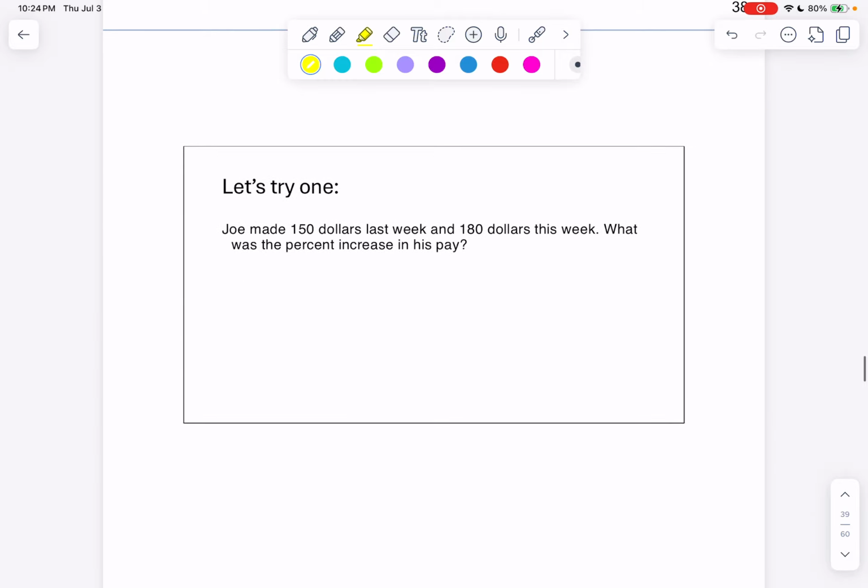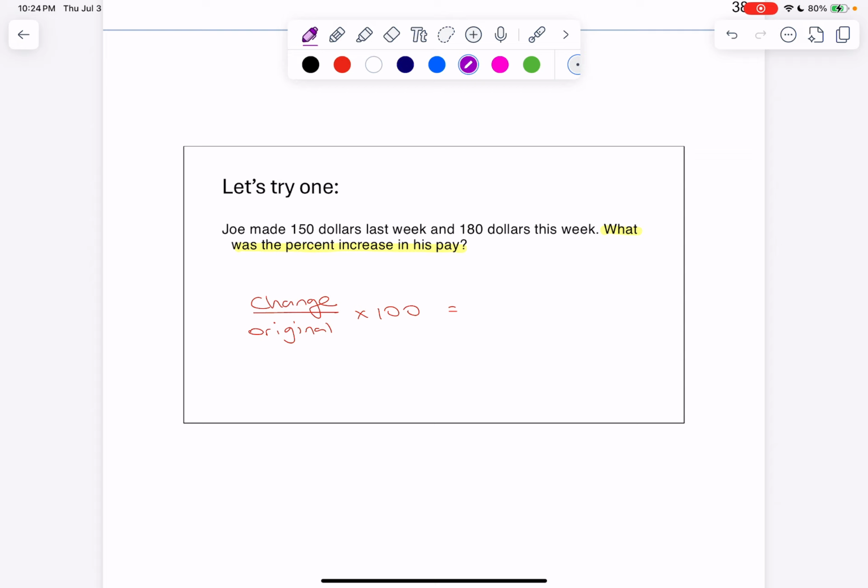So let's try a percent change formula. Let's just remind ourselves. It's change divided by original times 100. Okay, let's see what that is. Let's give the question a read just a moment. Joe made $150 last week and $180 this week. What was the percent increase in his pay?